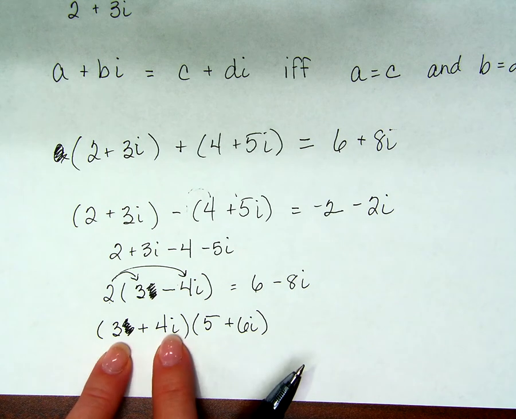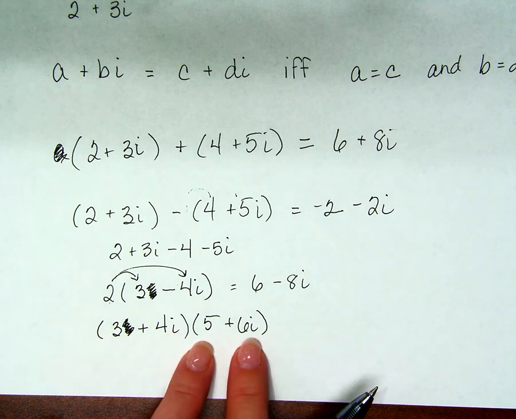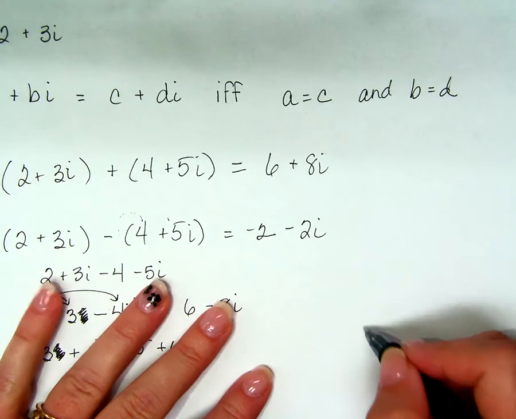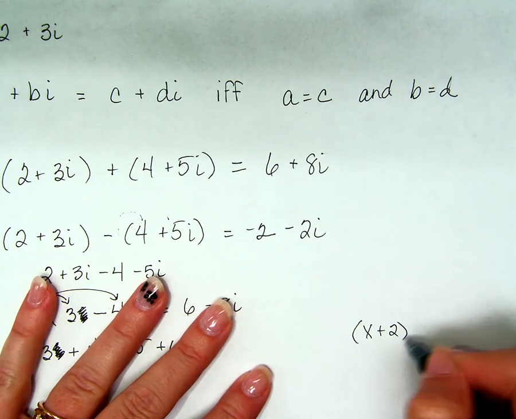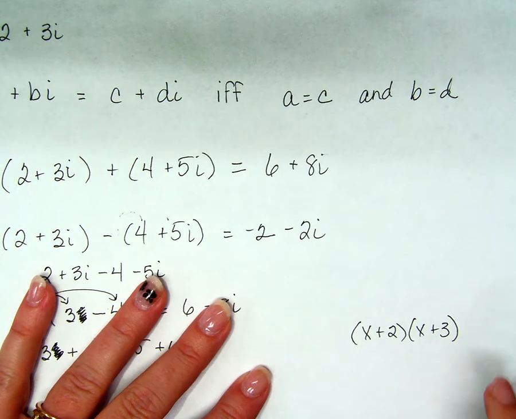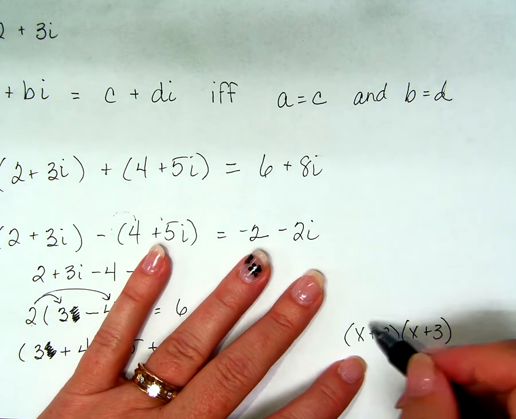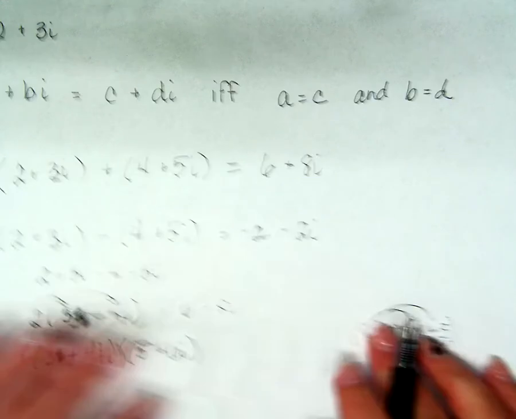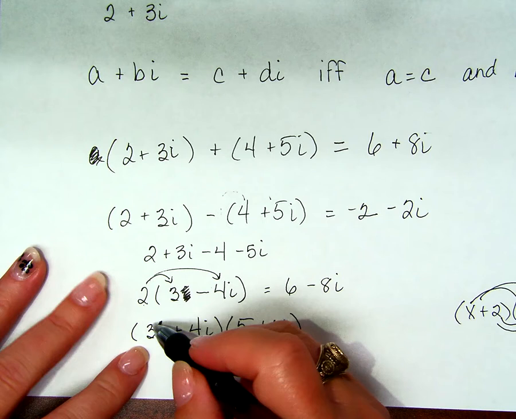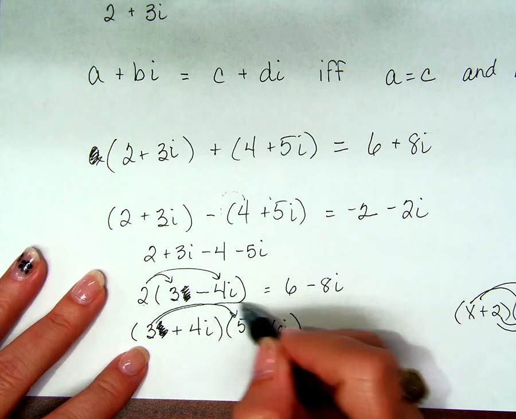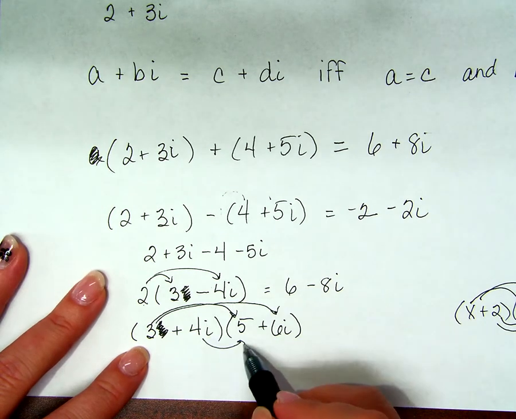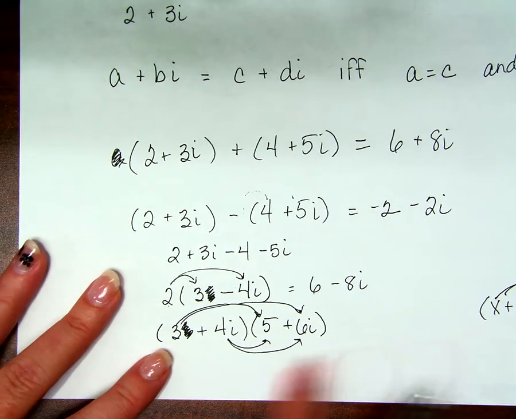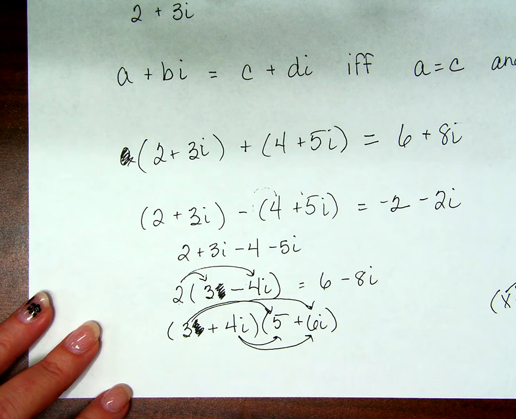How do we take a complex number and multiply it by a complex number? Well, could you do something like this? x plus 2 times x plus 3? That's not complex. I just distribute each term throughout the problem, right? That's all I do here. I say real times real, real times imaginary, imaginary times real, imaginary times imaginary. Same concept, different topic. Okay?